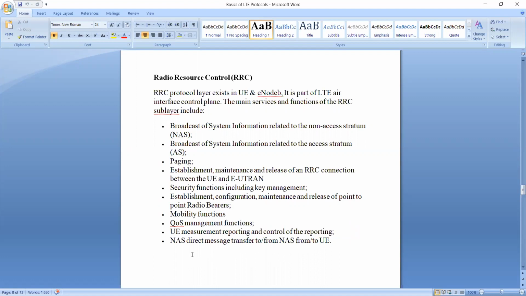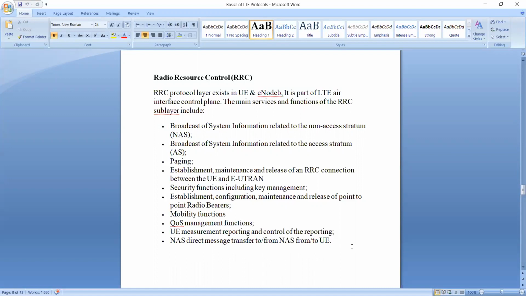So RRC is also responsible for NAS direct messages, because if you see the control plane stack, MME's NAS layer will directly send UE's NAS layer some messages, like a paging message, whenever it comes. So UE's NAS layer will receive it directly from MME, and UE's NAS layer then forwards it to UE's RRC layer. So it is responsible for NAS direct message transfer from R2, NAS from R2 UE.